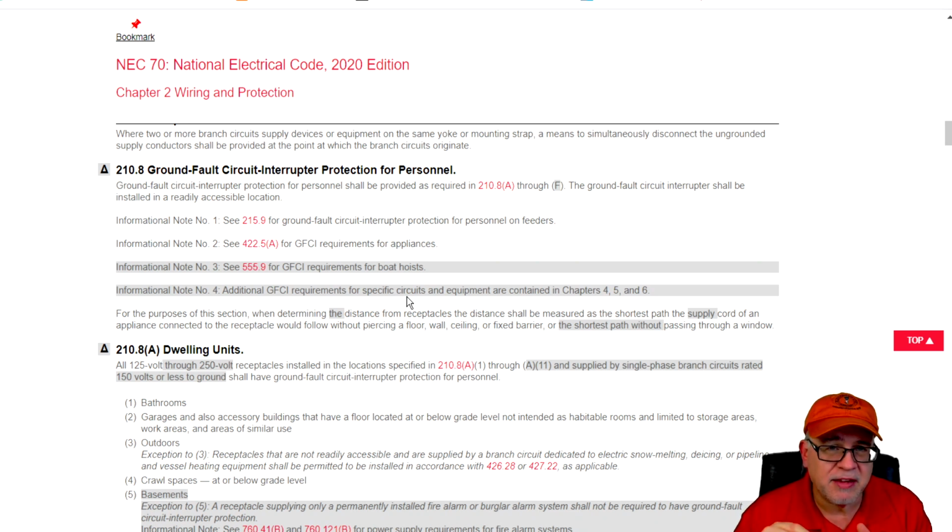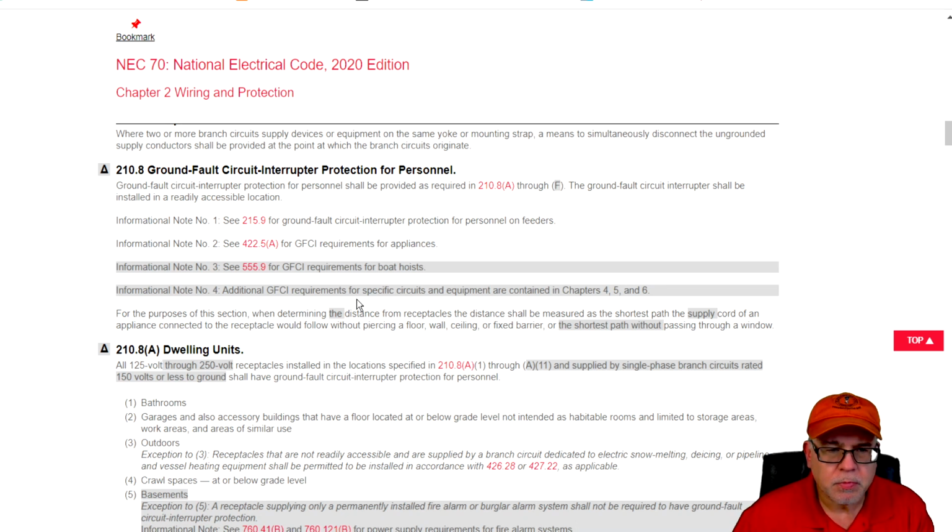Now, of course, today's lesson, we're going to be talking about dwelling units in (A), but again, it's important to understand that 210.8 is the charging statement for the entire scope of (A) through (F). Okay, so we're just kind of mentioning it so that you understand it as you move forward in your journey to learn the National Electrical Code. But you could have some applications again in Chapter 4, Chapter 5, and Chapter 6 that would require GFCI protection. And again, we understand that those are in addition to what will be required here under 210.8.